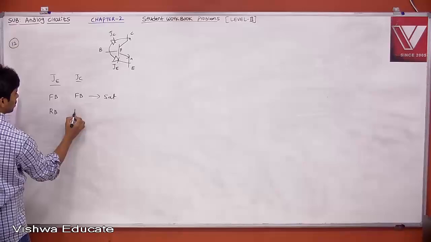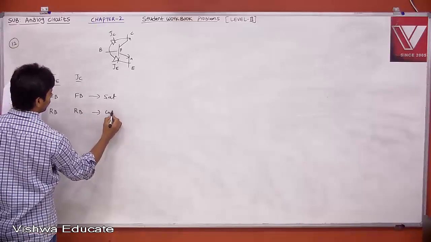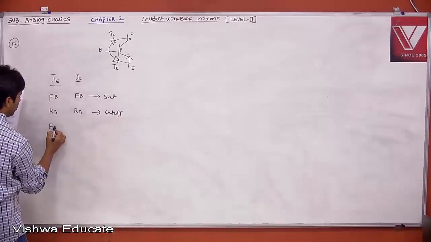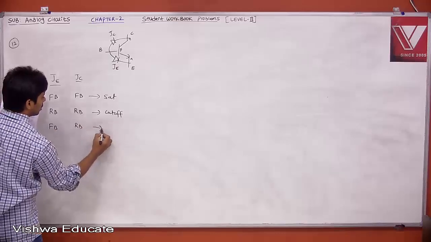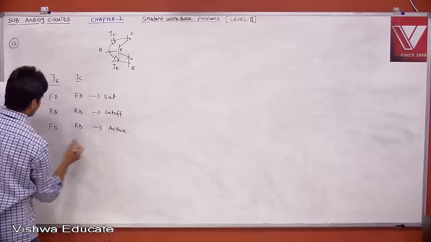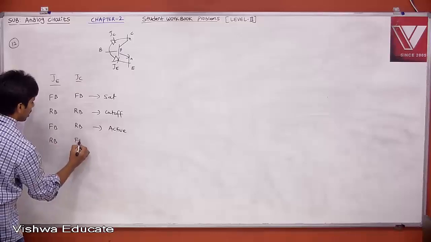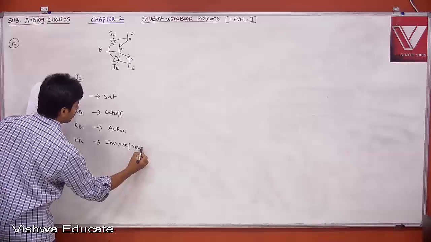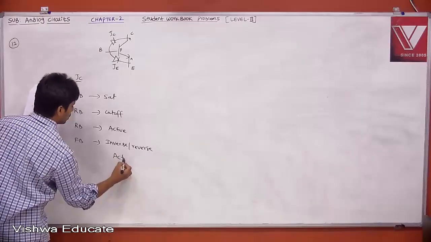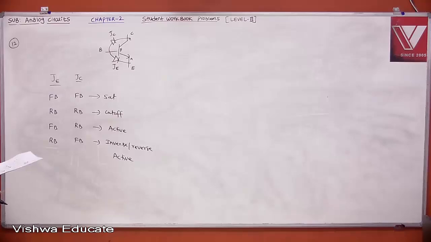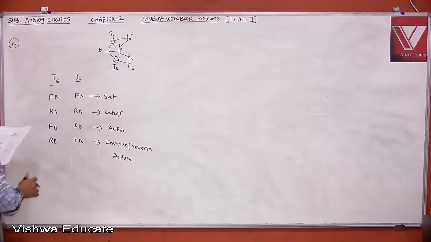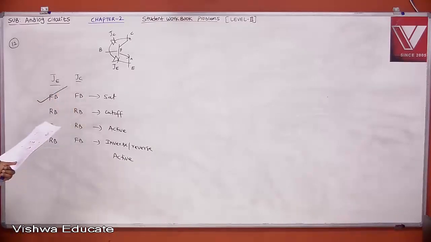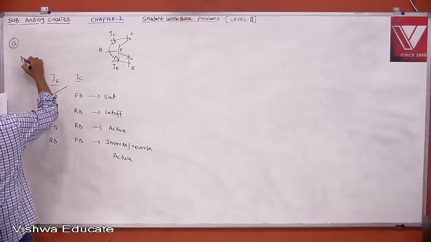If both are in reverse bias, this is cutoff. And if this is in forward bias and this is in reverse bias, this is the active region, normal active region. And if this is reverse bias and forward bias, this is the inverse or reverse active region. Therefore, I want saturation. Therefore, what is the answer? Both should be forward bias and forward bias. Answer is D.